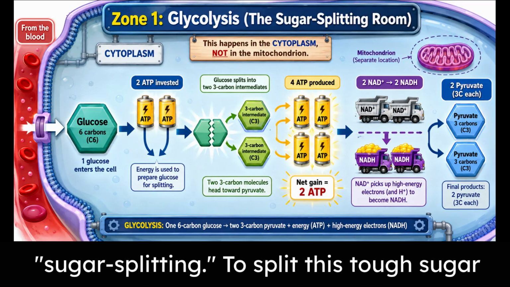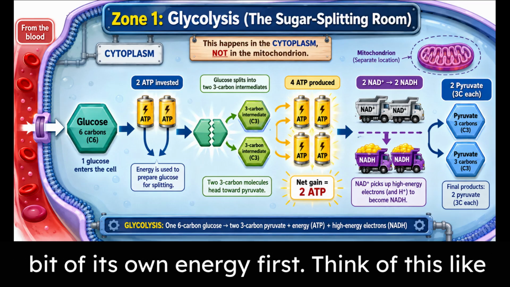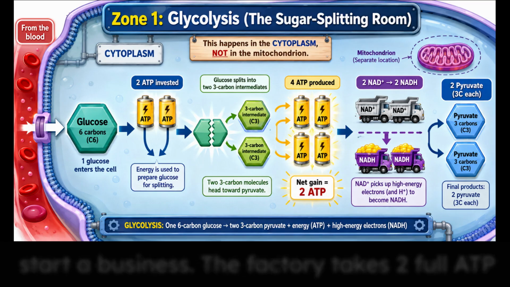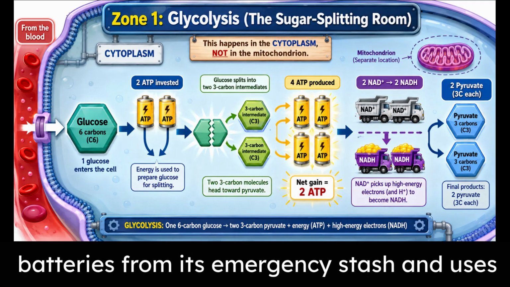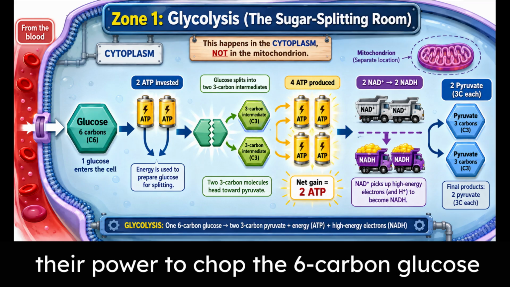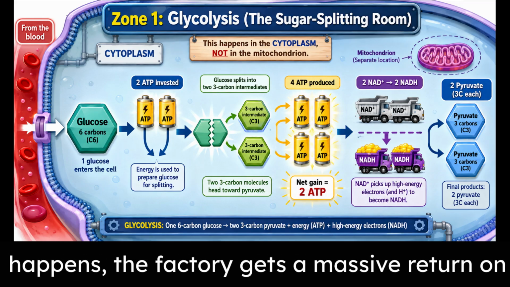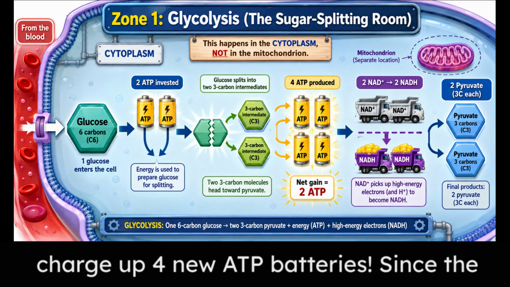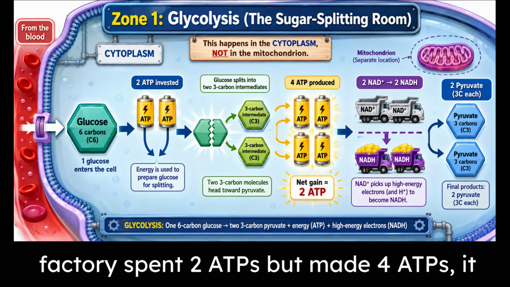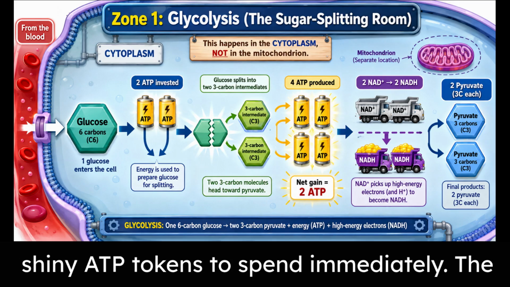This first step is called glycolysis, which literally means sugar splitting. To split this tough sugar molecule, the cell actually has to spend a little bit of its own energy first. Think of this like buying a lottery ticket or investing money to start a business. The factory takes 2 full ATP batteries from its emergency stash and uses their power to chop the 6-carbon glucose right down the middle. Once the chop happens, the factory gets a massive return on its investment. The splitting of glucose releases enough raw energy to instantly charge up 4 new ATP batteries. Since the factory spent 2 ATPs but made 4 ATPs, it walks away with a net profit of 2 brand new shiny ATP tokens to spend immediately.